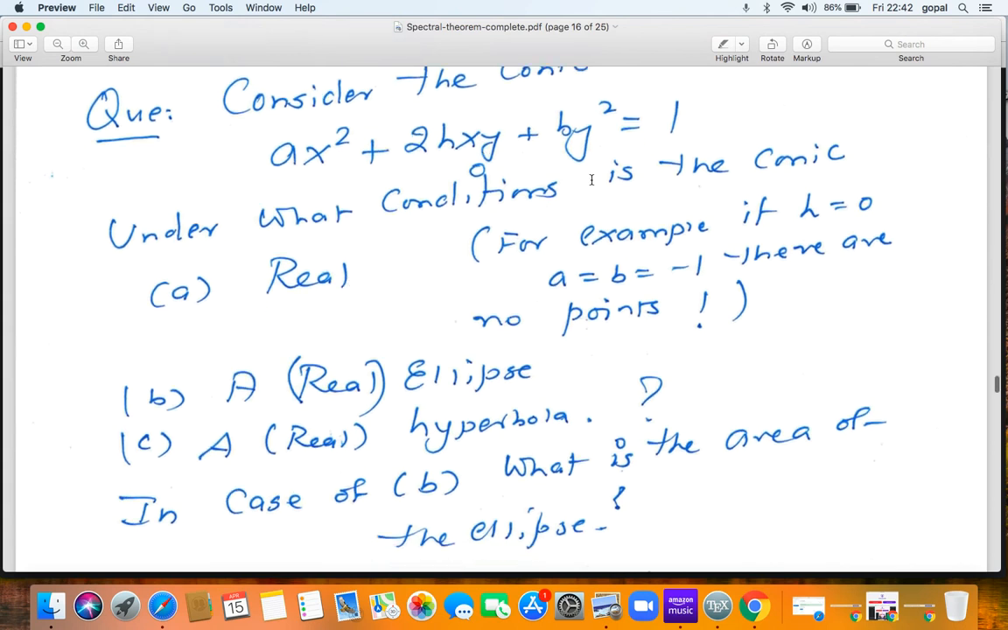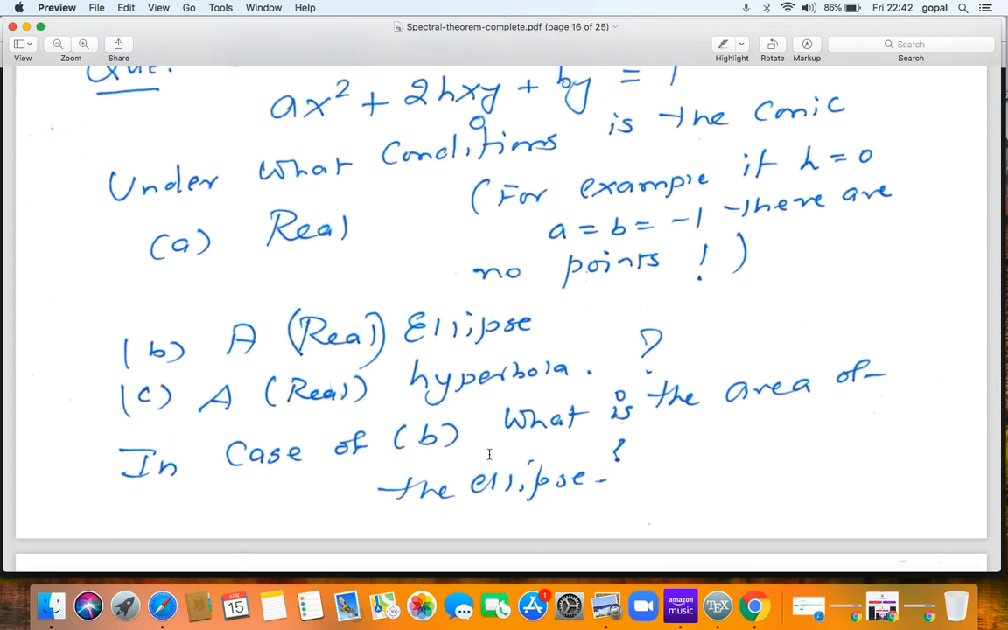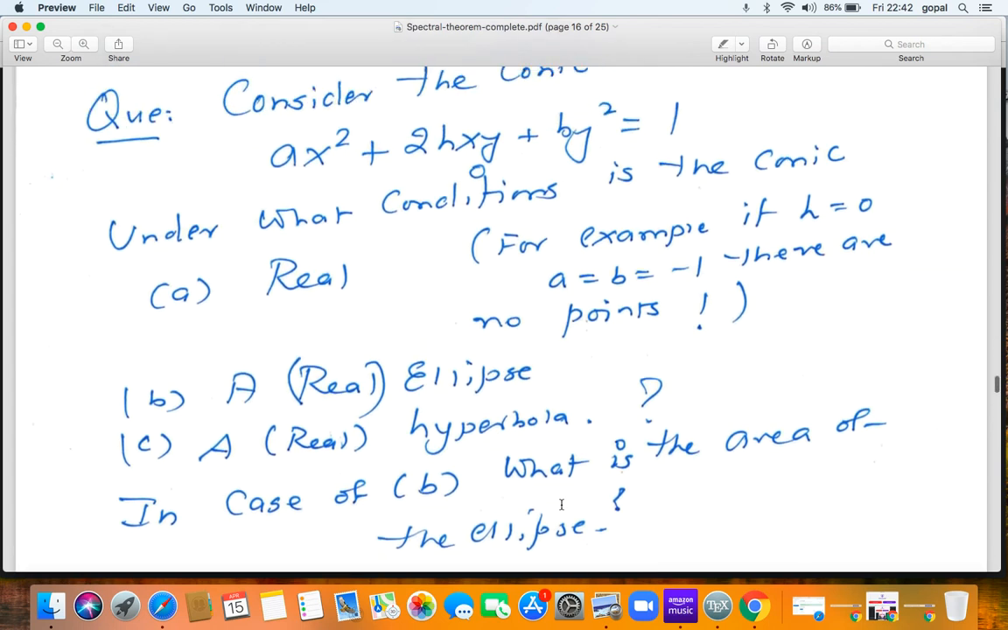When is this locus an ellipse? When is this locus a hyperbola? And in case it's an ellipse, what is the area of the ellipse? These are the questions you can work out, and you should go through the same thing.